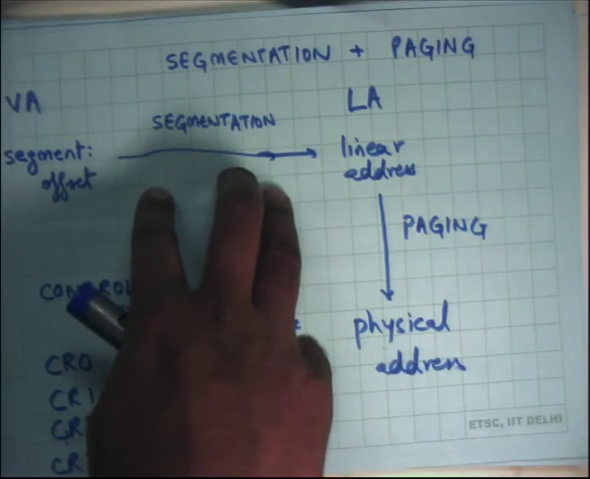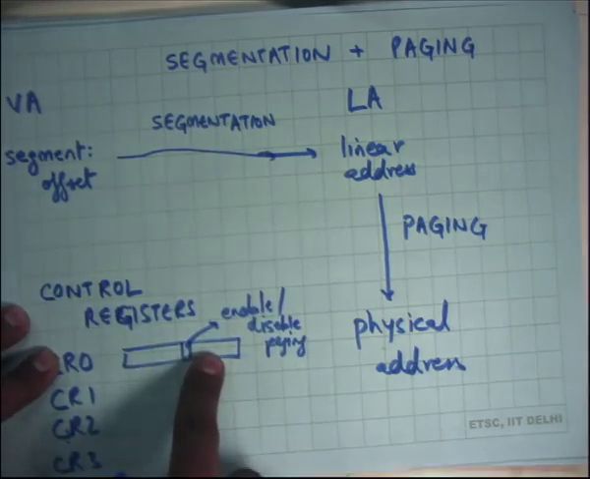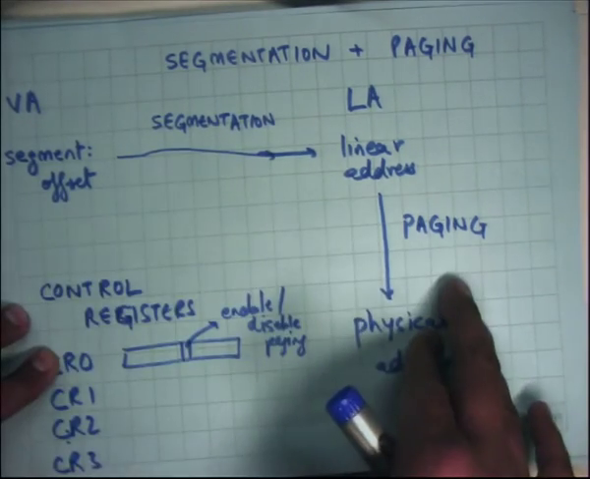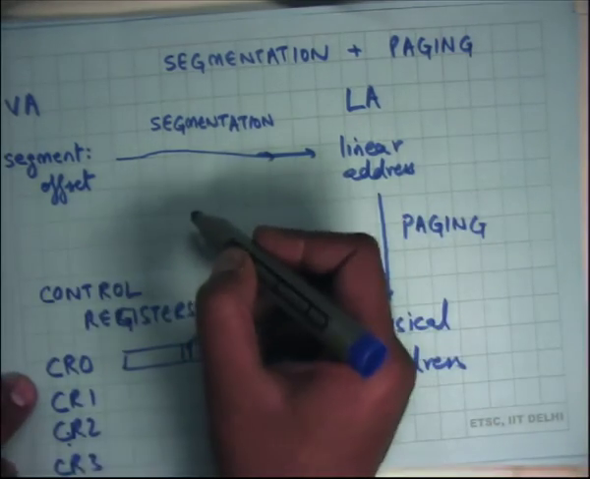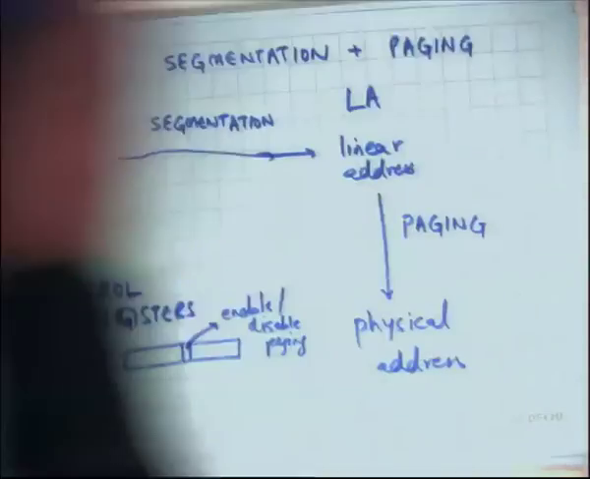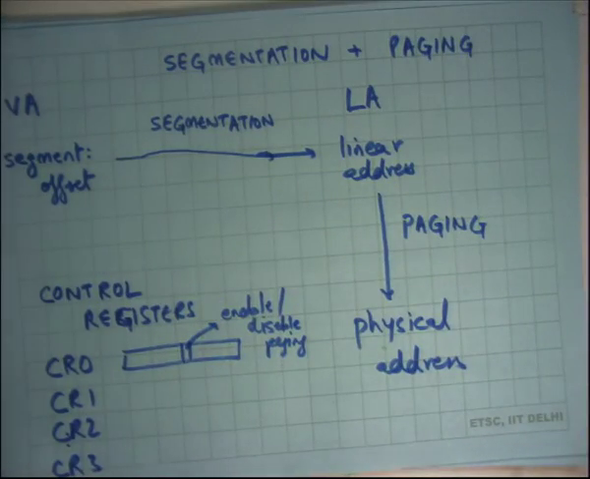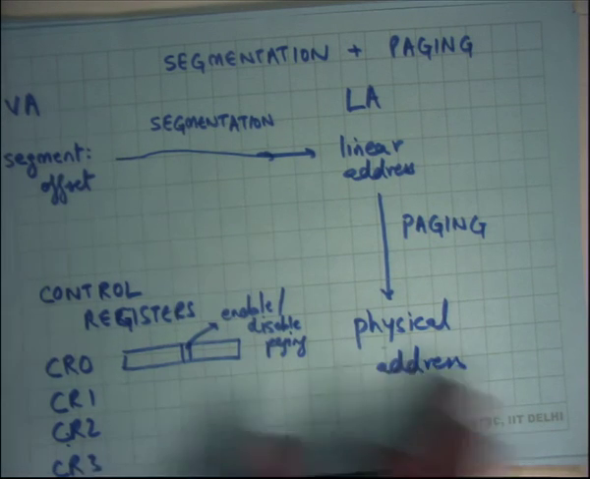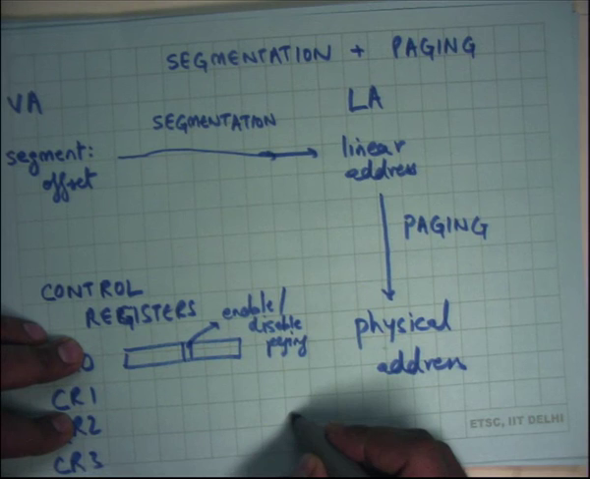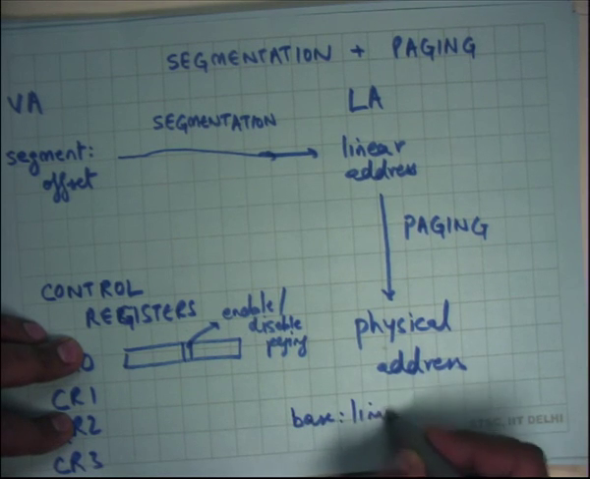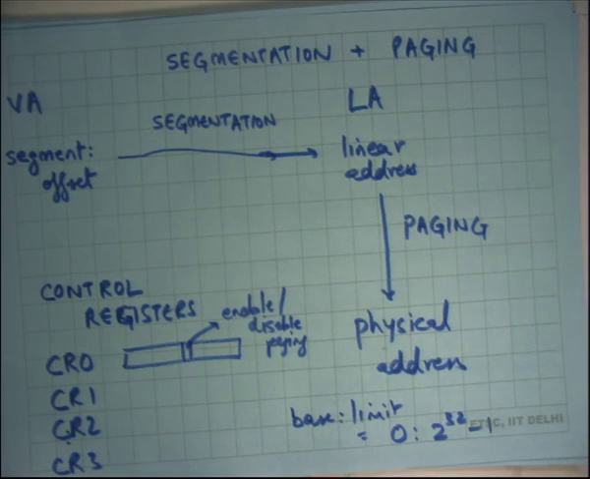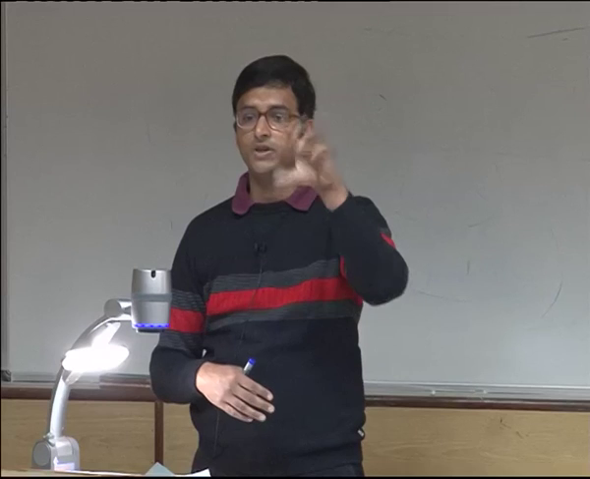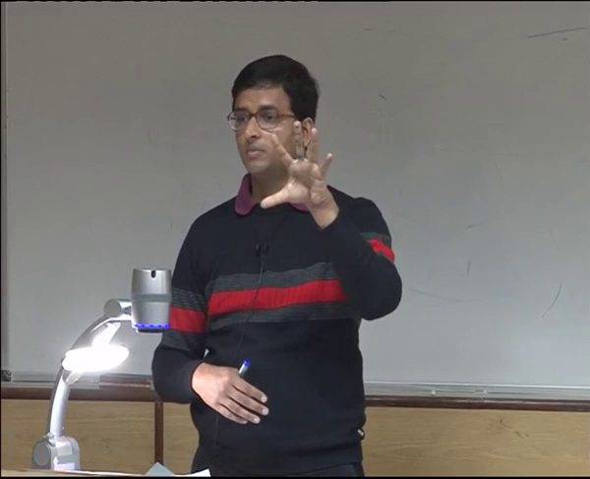So an operating system is free to use only segmentation by disabling this bit, or an operating system is free to use only paging, right? In which case, what does it need to do? All it needs to do is set its segment selectors that we discussed in our first slide. All it needs to do is set all its base and limit to 0 and 2 to the power 32 minus 1. If in all its segment descriptors it sets its base and limit to 0 to 2 to the power 32 minus 1, it's effectively disabled segmentation.